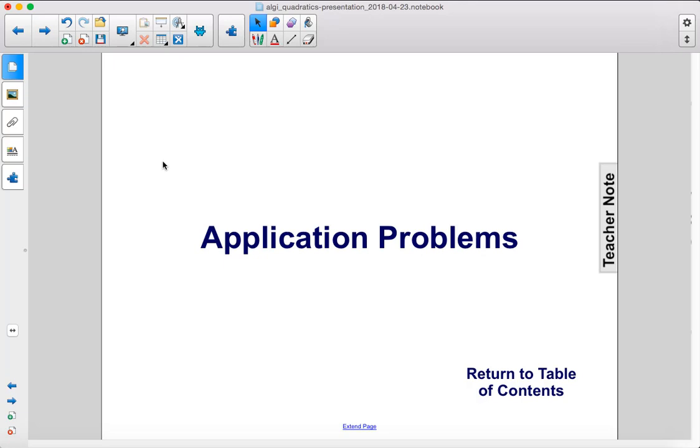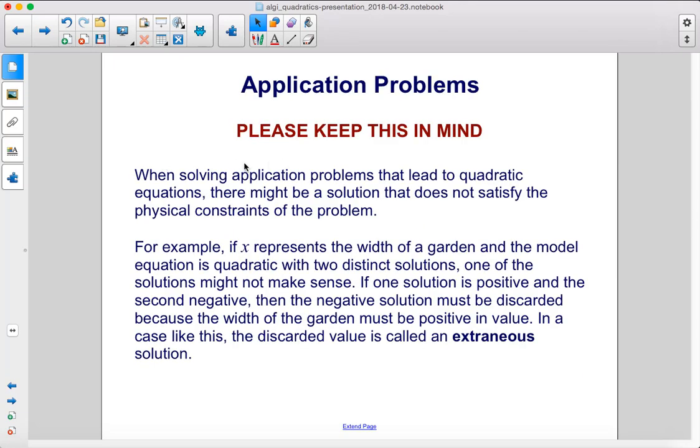Application problems. Please keep this in mind. When solving application problems that lead to quadratic equations, there might be a solution that does not satisfy the physical constraints of the problem. For example, if x represents the width of a garden and the model equation is quadratic with two distinct solutions, one of the solutions might not make sense.